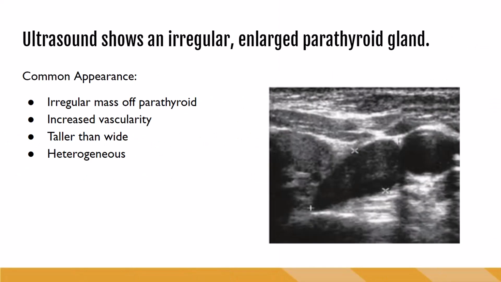When this occurs, ultrasound is going to show a very irregular, enlarged parathyroid gland. So that means that there's going to be this irregular mass off the parathyroid. The adenomas typically are nice and smooth, where adenoma malignant transformation is going to appear more lobulated, more irregular borders. We're going to see increased vascularity along with that, the taller than wide appearance that cancers take on, and a heterogeneous appearance.